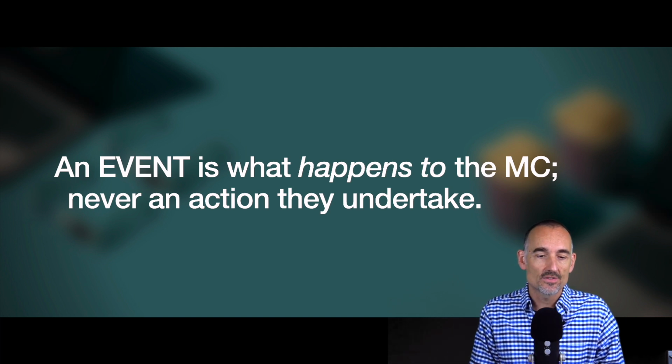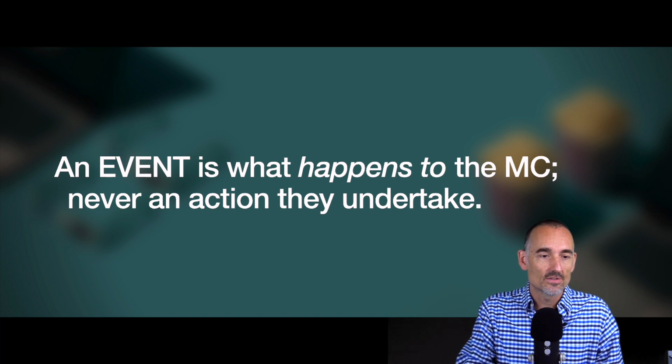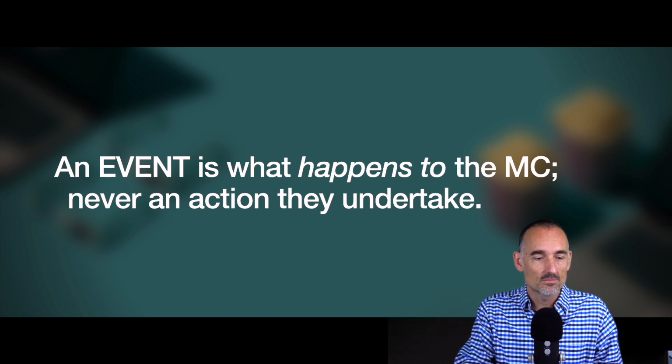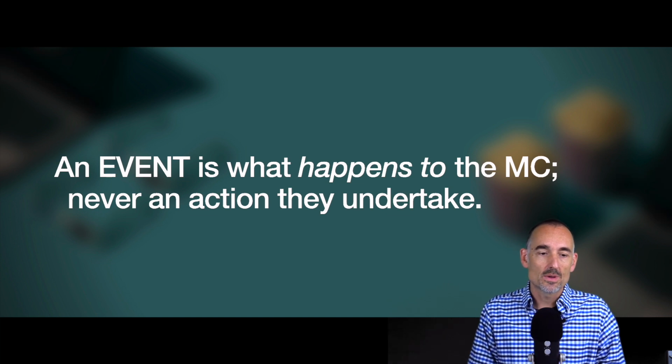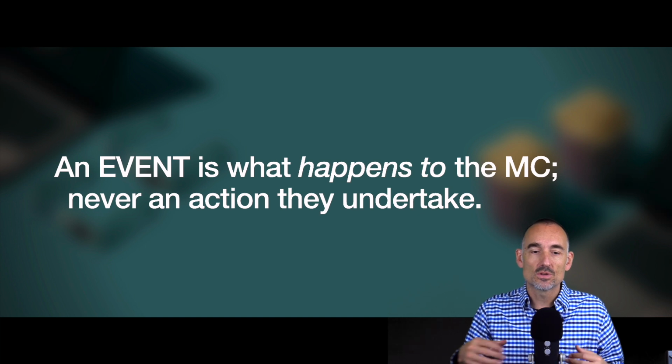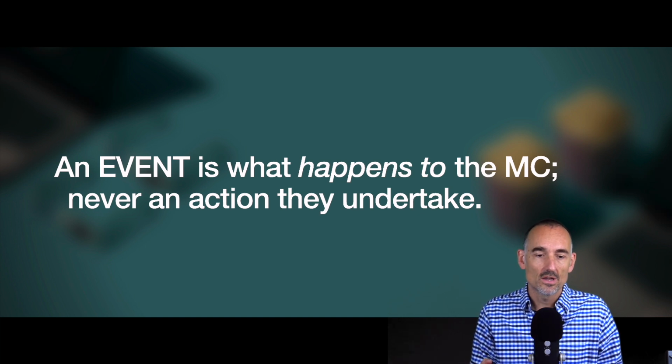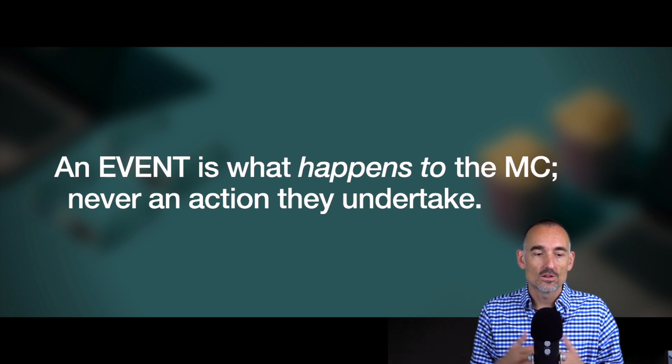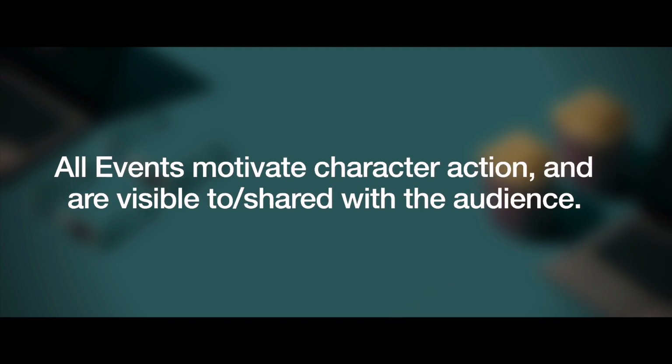So events are our third in the list. We're not going to linger on this for long because we've spent a lot of time on that in other classes. I just want you to remember that events are what happens to the main character. Never an action they undertake. Now I put here the main character because that's when we talk about the structure of the overall story. We place ourselves, the point of view, in the main character and then look at events that way.